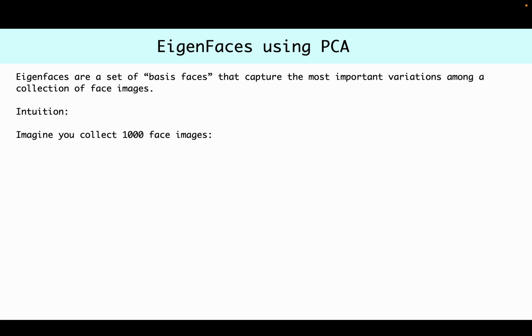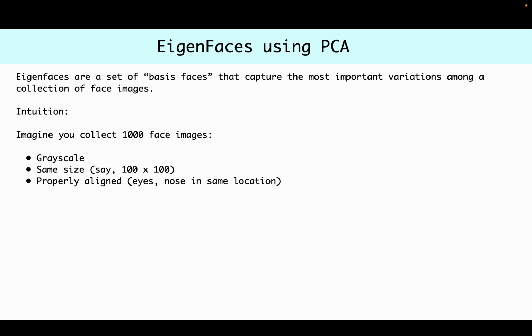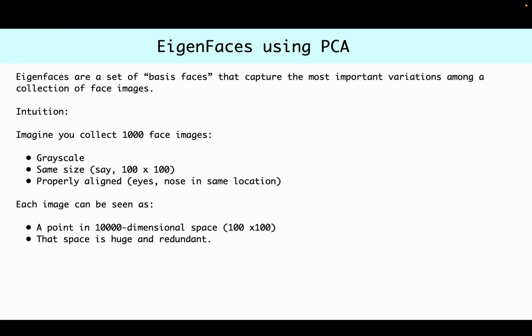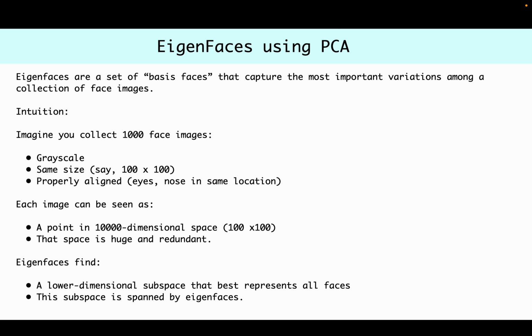So let's consider 1000 face images which are grayscale and of size 100 cross 100, and in all these images, we make sure that eyes and nose are aligned, and each image can then be represented as a 10,000 cross 1 vector which is high-dimensional, and there is a lot of redundant information. So we can use PCA to represent it in a low dimension, and this low dimensional representation of each face is called eigenfaces. So we use this representation to do face recognition. So let us see it.